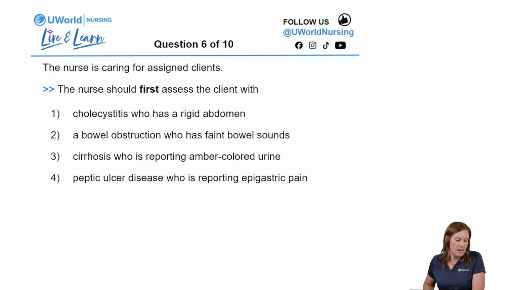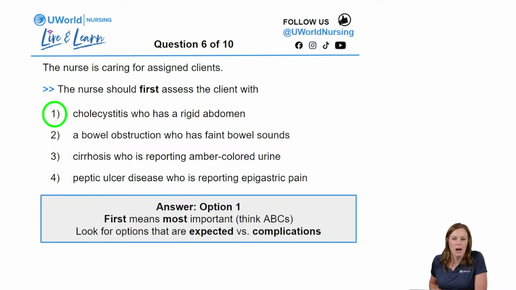All right, I'll pull up our answer. So our correct answer is going to be option 1. Again, we see this first bolded. It's bolded for a reason. Think about that big priority, what that big complication means. Think about ABC. So again, we're worried about our C, circulation. This is going to indicate perforation, which can be life-threatening, can be fatal. And then also look for options that are going to be expected versus complications. Perforation is obviously a huge complication of cholecystitis, or of a rupture of our gallbladder. A lot of these other options are more expected findings with these disease processes.